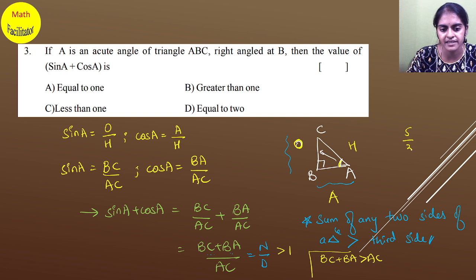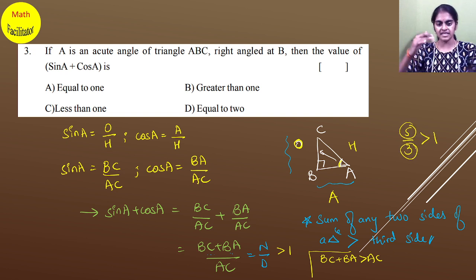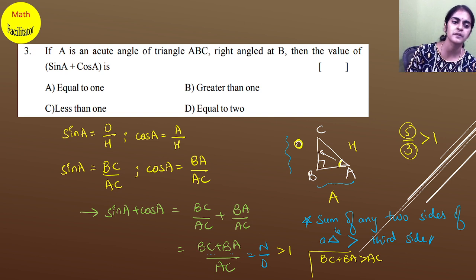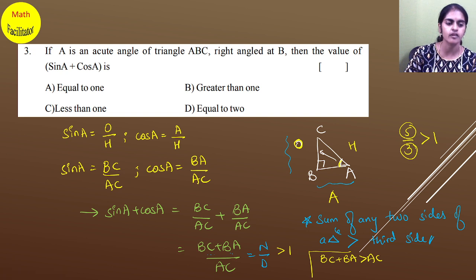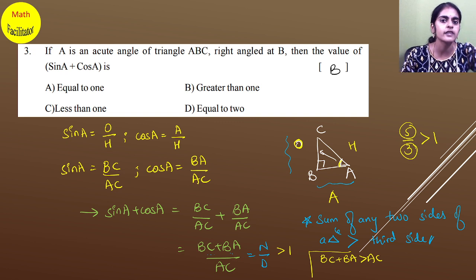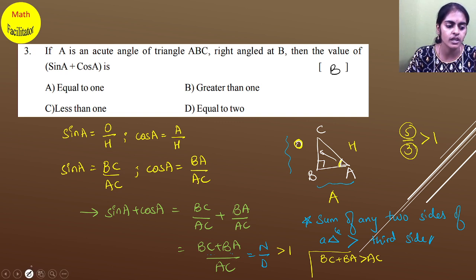Suppose I have 5 by 3. Numerator is greater than denominator. So if I write the decimal form, it will be greater than 1, isn't it? So here also, since numerator is greater than denominator, the answer is greater than 1. Now why is numerator greater than denominator? Because sum of any two sides in a triangle is always greater than the third side, using this property. Okay. Now let's proceed to the next question.